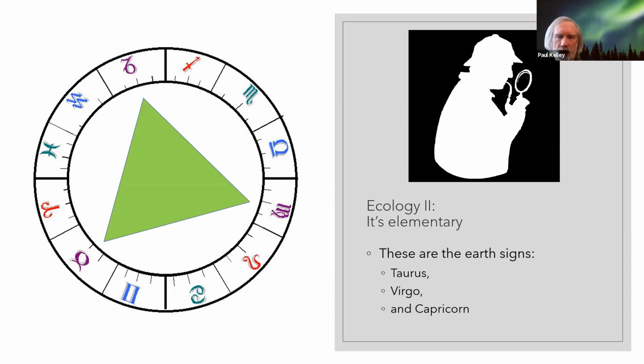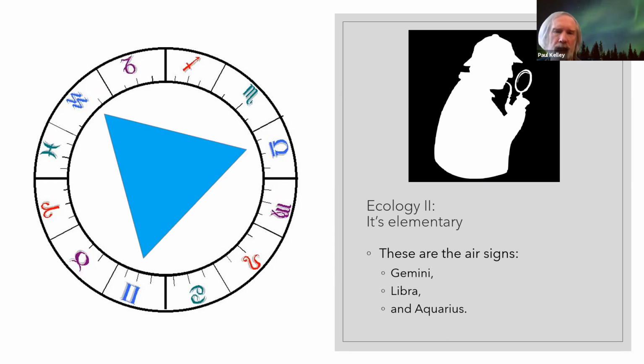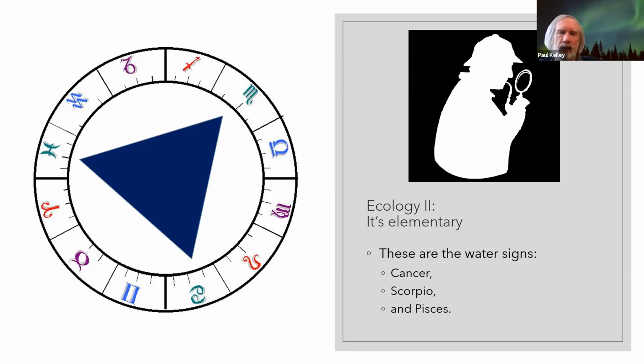Earth signs, Taurus, Virgo, and Capricorn, again, are practical, down-to-earth signs oriented toward the material world. Air signs, Gemini, Libra, and Aquarius, live in the realm of ideas, communication, social relationships, interactions, information, and data. And the water signs, Cancer, Scorpio, and Pisces, all have some element of feeling, emotion, sensitivity, vulnerability, all this associated with the water signs.